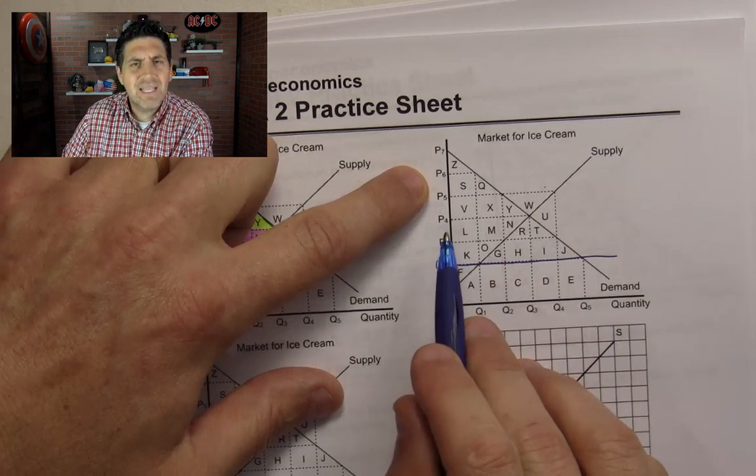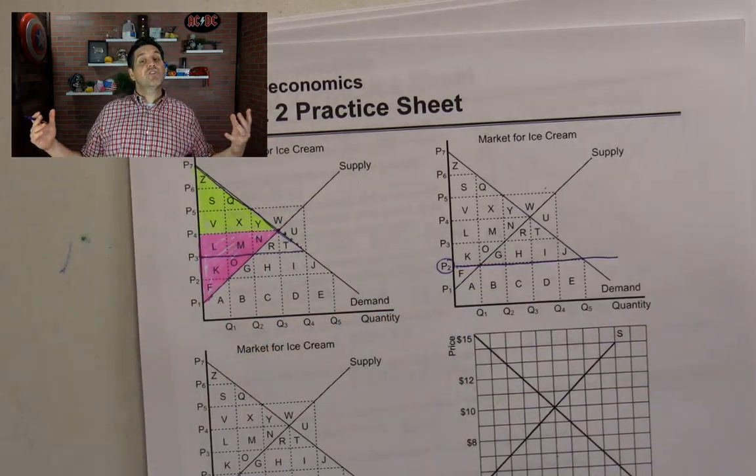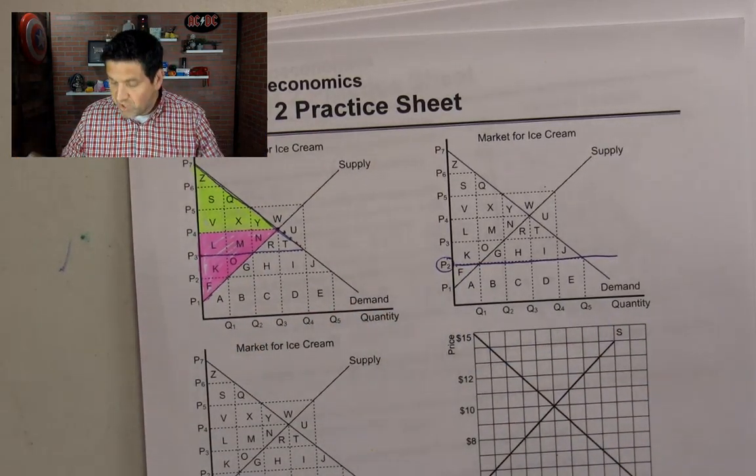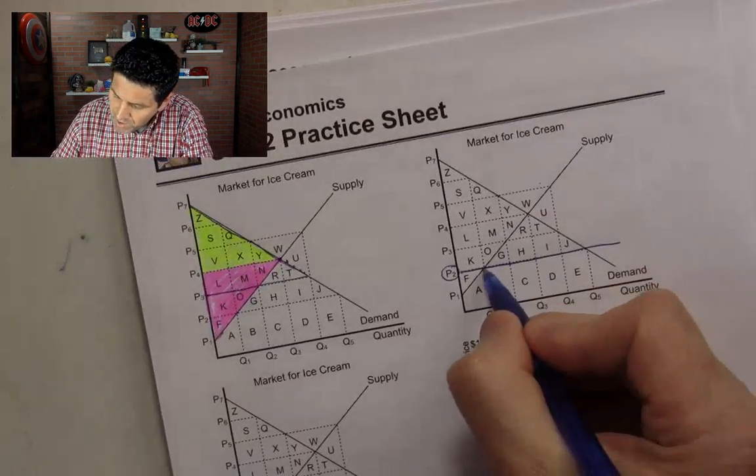So you can't put a ceiling above equilibrium to be binding. So here's the price ceiling. The question is, where is consumer and producer surplus? Well, first thing, let's make sure I had that right. It was at P2. Yep, so P2.